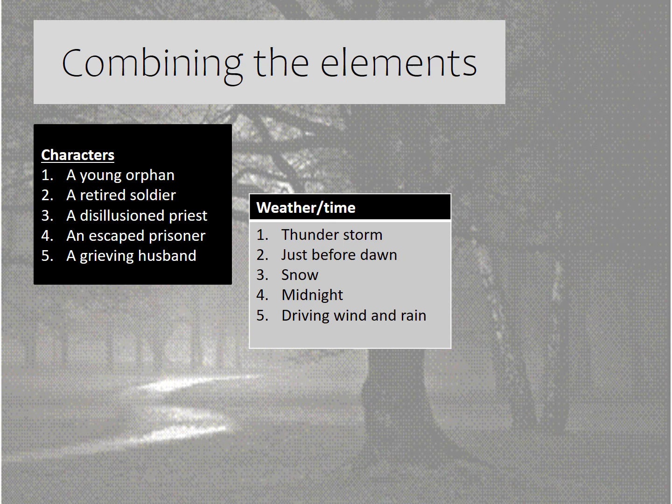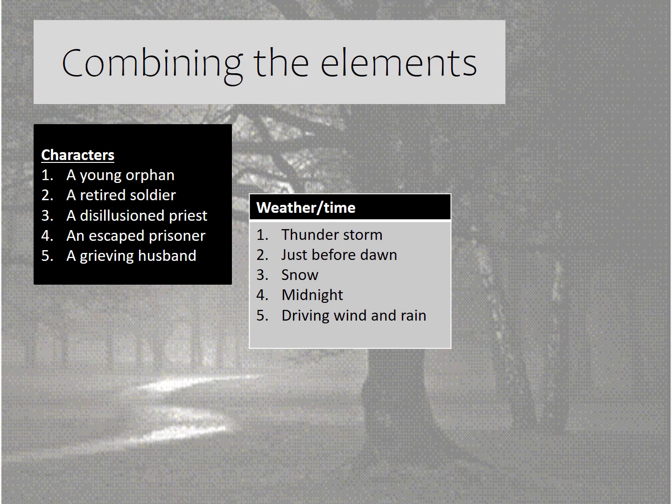Okay, so if you were number 1, your piece of writing is going to be set in a thunderstorm. If you were number 2, your writing is going to be set just before dawn, all right? So the time just before sunrise, right at the end of the night, all right? If you were number 3, you are going to be writing in snow. If you are number 4, your piece of writing is going to be set for an old cliche at midnight. And if you chose number 5, your character is going to be surviving the driving wind and rain.